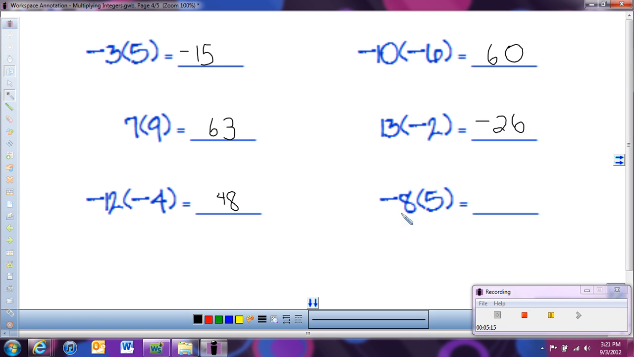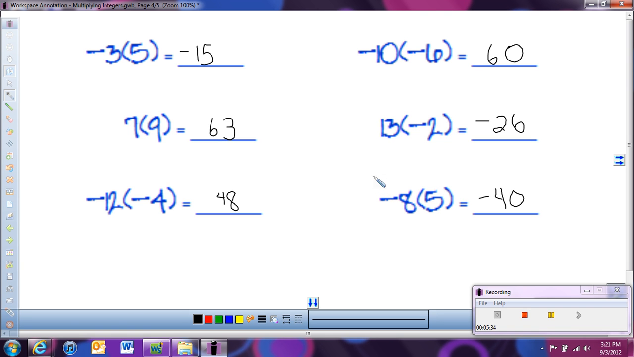And this last one, same thing as the one we just did. One negative number and one positive number. And when you have one negative and one positive, that one negative pulls everybody negative, so it's going to be a negative number. And 8 times 5 is 40. Our answer is negative 40 because we have one negative number.